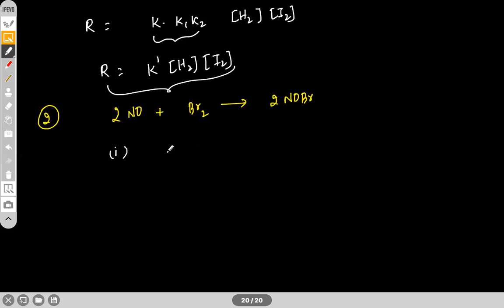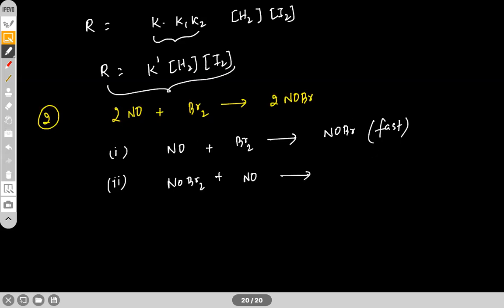So the first step is NO plus Br2 gives NOBr2. This information I'm giving you. Even in the question, these steps will be given, because we cannot memorize all these steps. The second step is NOBr2 plus NO gives 2NOBr. This is the slow step of the reaction. Suppose this is K1, this is K2. Now you find out the rate expression for this reaction.